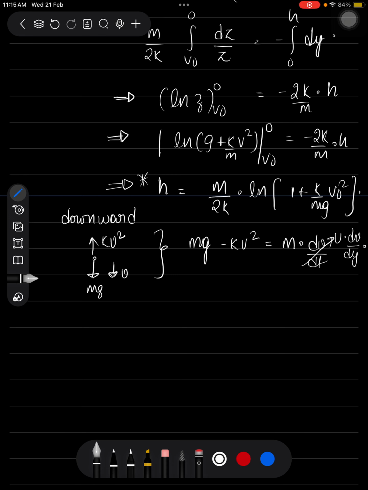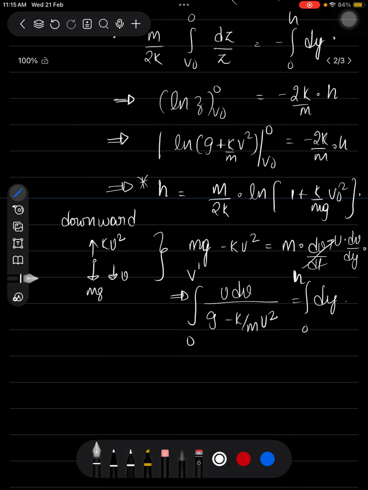Again separating the variables, we get a similar integration, just the signs will change: v dv divided by (g - (k/m)v²) equals dy. Again you can go for the same substitution and check this. Here the initial velocity was 0 and the final velocity is v'. Initially the displacement is 0, finally it is going to be h in the downward direction. After doing the calculation with the same substitution, you can take this as z and substitute it. I'm not going through the integration part.